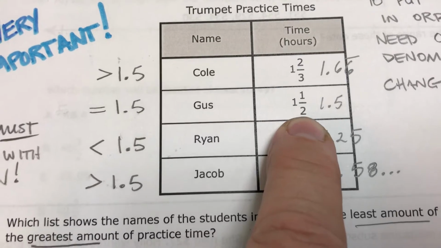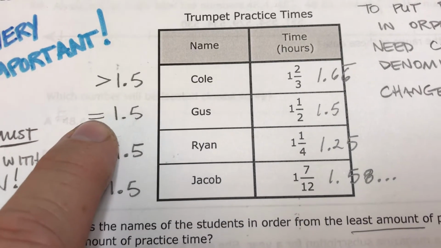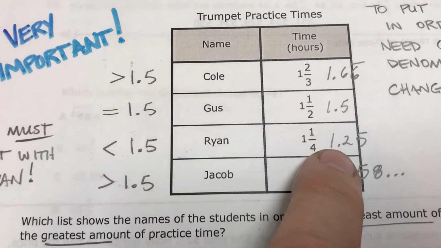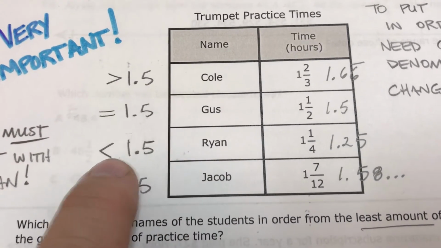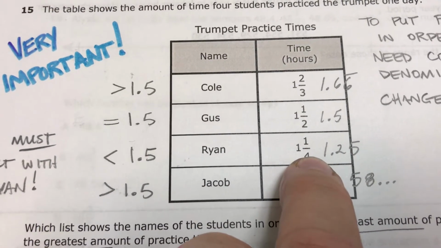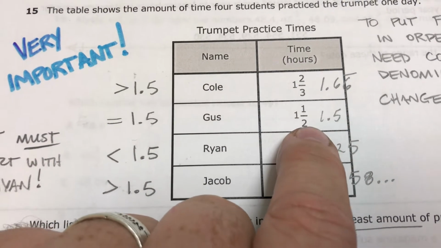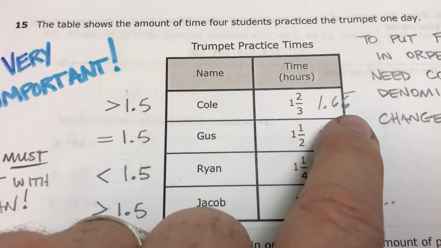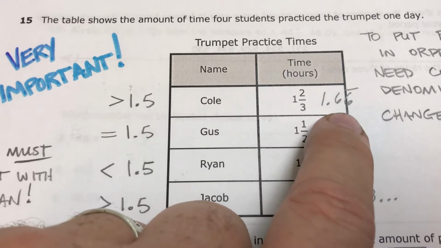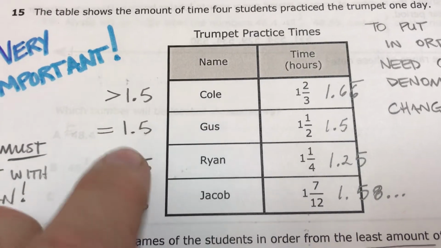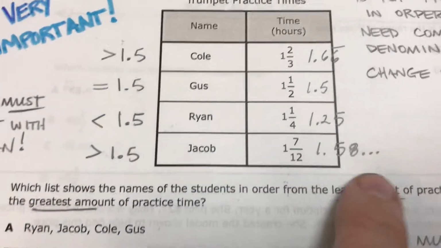1.5 is exactly 1.5. 1 1/4 is exactly 1.25, which is less than 1.5. Okay? All of my students should have 1/4 memorized. All of my students should have 1/2 memorized. All of my students should have 2/3 memorized. 2/3 is 0.66, so 1 2/3 is 1.66666, repeating. So that's greater than half. That's exactly half. That's less than half.